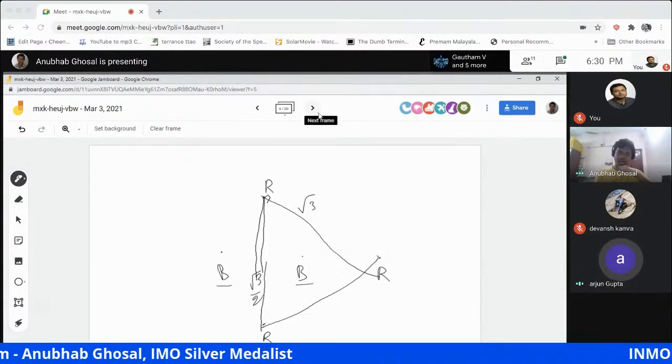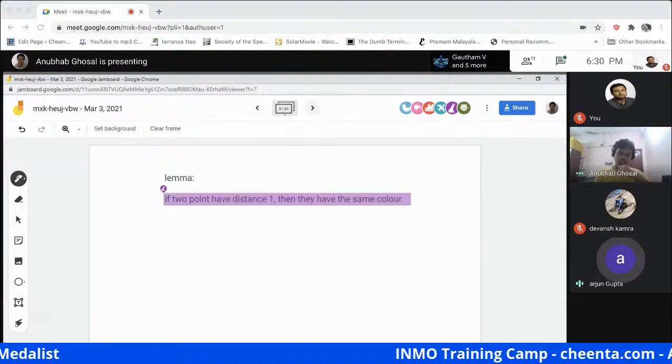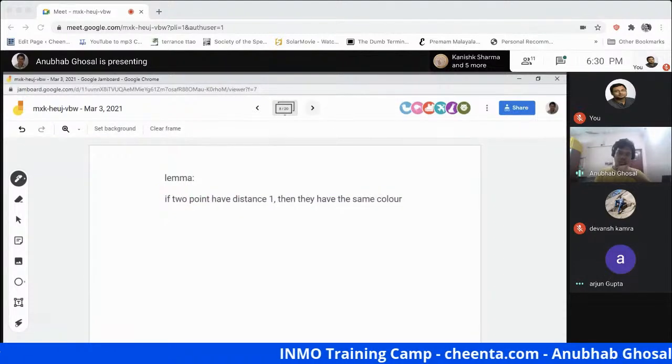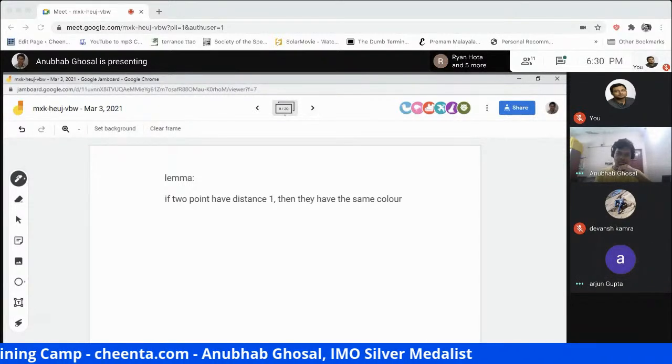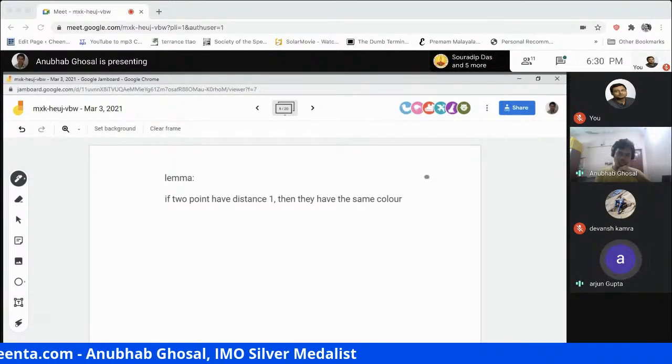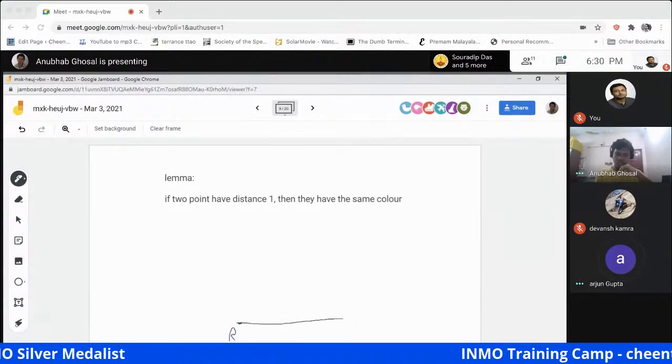We are almost done. I've written a lemma: if 2 points have distance 1, then they have the same color. Is that your lemma? Okay, how do you suppose we do that? Suppose, on the contrary, that this is R, this is B.